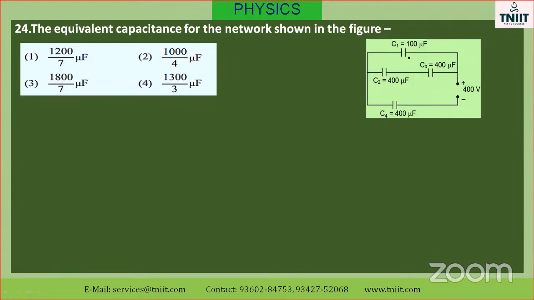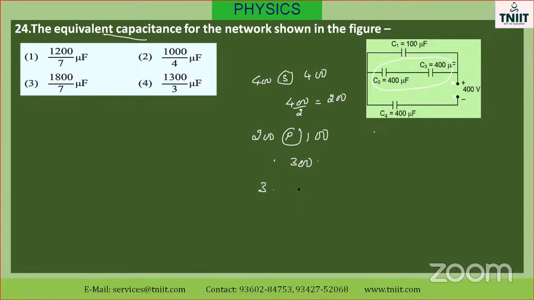Here, this is one terminal, this is the other terminal. Clearly, how are these capacitors connected here, 400 and 400? 400 and 400 are in series, so 400 by 2, that is 200. How are this 200 and 100 connected? In parallel. 200 and 100 are in parallel, so they add up. So it becomes 300. This 300 and 400 will become series.